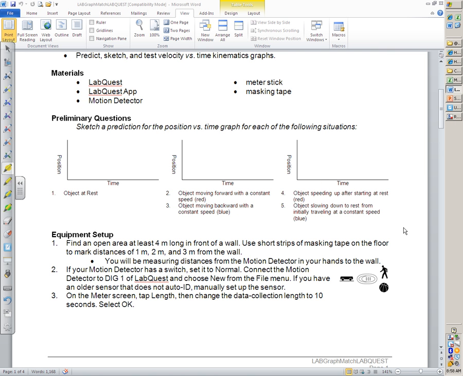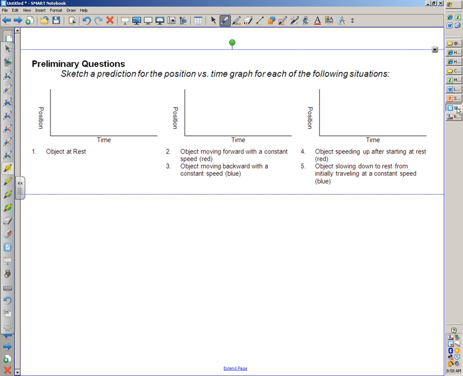The preliminary questions are predictions. You will not get them counted right or wrong. But what I would like you to do is the following. There are 3 graphs here. They're position time graphs. And underneath those graphs, it asks you to make a prediction about what a graph representing the motion described below it would look like. There's only going to be 1 line on the first graph. There's going to be 2 lines on the second graph, one for an object moving with a constant velocity, one for an object moving backwards with constant velocity. There's going to be 2 lines on the third graph.